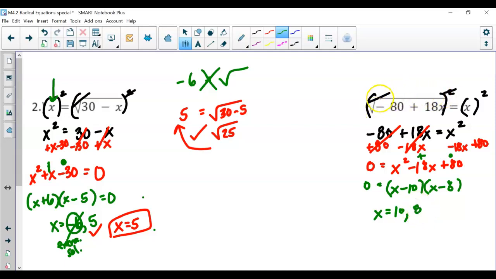So can our radical equal positive 10? Yes. Can our radical equal positive 8? Yes. So they were both a solution, no extraneous solutions.